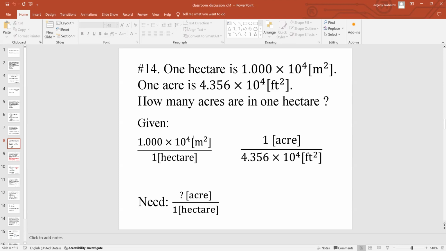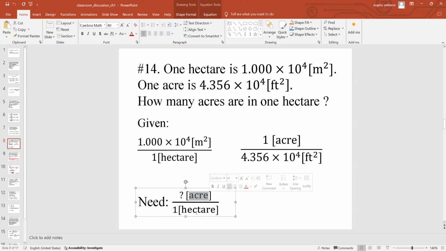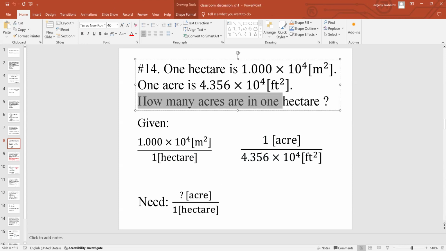So first of all, given, we got meters squared versus a hectare, and we got acre versus feet squared. And the question is acres in a hectare, so acres are on top, and 1 hectare is at the bottom. That's what we want to figure out.